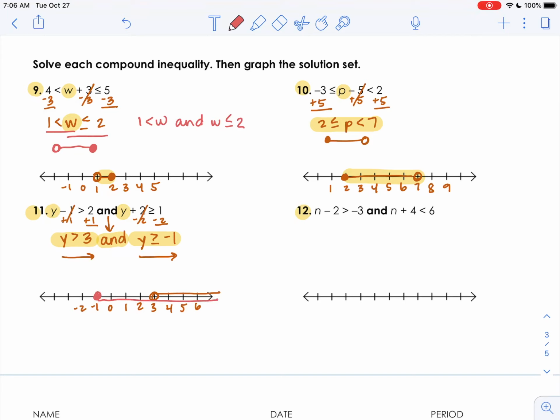Where do these graphs overlap? Well, they overlap starting here at 3 and going to the right. So actually, we can get rid of this solution because the solution to this inequality is just y is greater than 3. So that's an example like we did yesterday in one of the scenarios. You're going to try number 12 on your own.